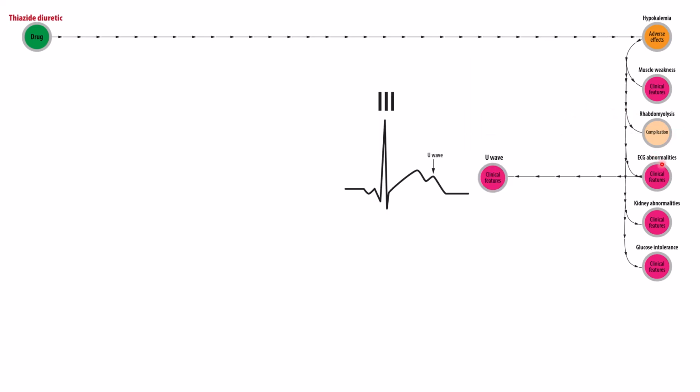The ECG abnormality that one will see is the classic U wave. I would definitely memorize this because hypokalemia can be diagnosed with the U wave, or it can be confirmed. Likewise, it's important to know that hypokalemia is not the only cause of a U wave.